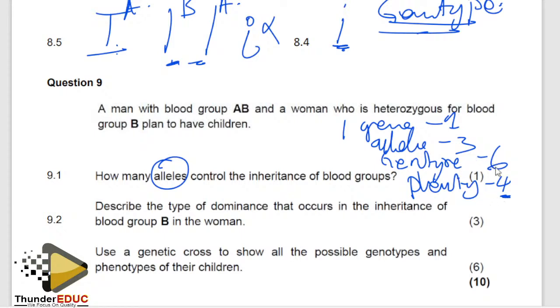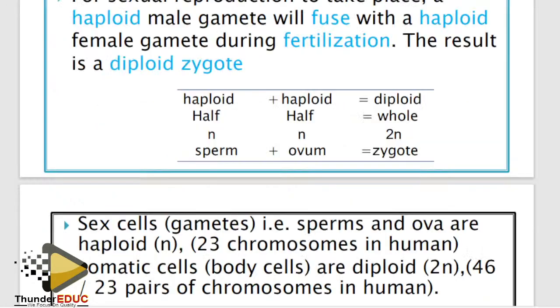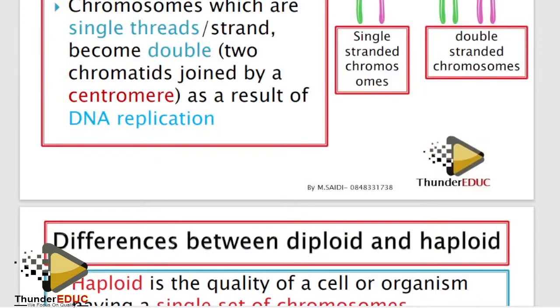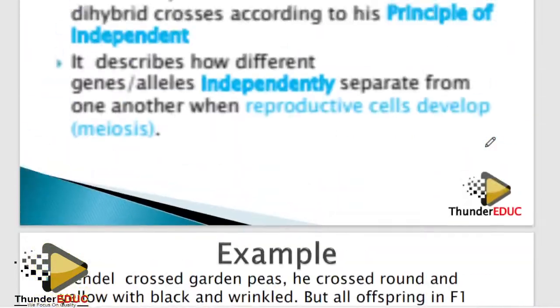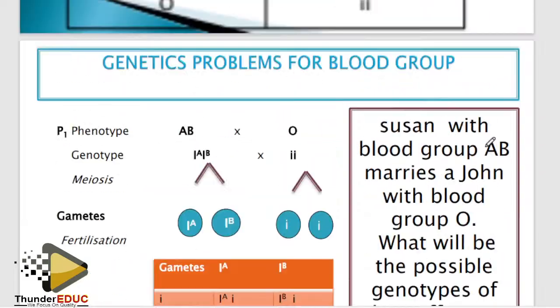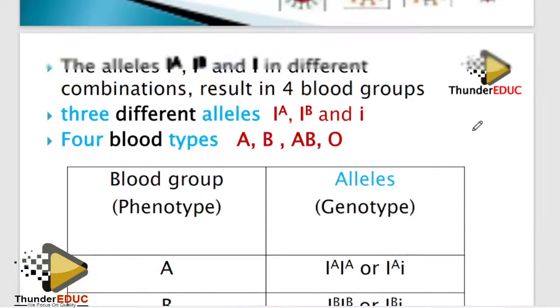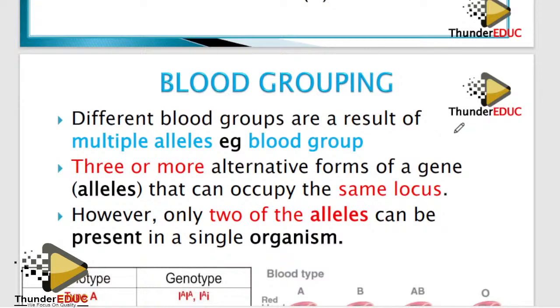But genotypes, there are 6, because A can be homozygous or heterozygous. Let me show you in the distinction material, because some people might take a long time to understand my ideas just from talking. Here is what I'm saying. Blood group is a result of multiple alleles, meaning that it has more than 2 alleles. There are 3.